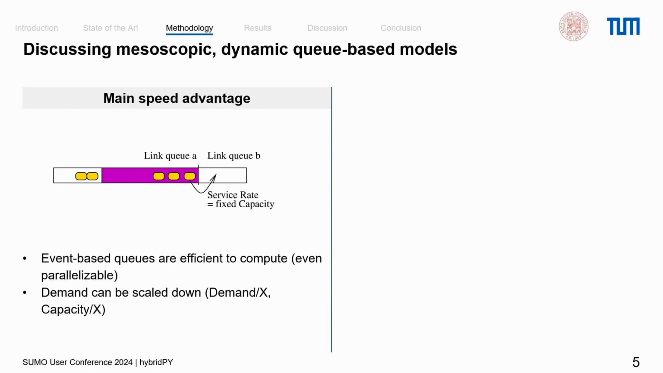But there is potential. And the other fact is that the demand can be scaled down. There is a tricky thing: we can decrease the demand by a factor X, and we also scale down the capacity by a factor X. And then we have, for example, one tenth of the demand, which is computationally even more advantageous.